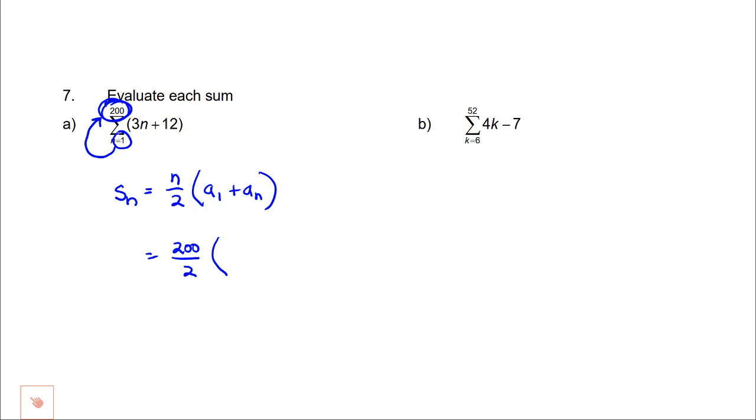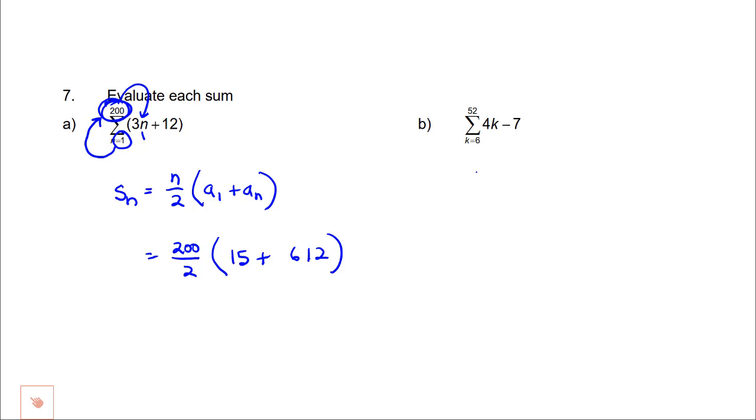We'll need that for the next idea. Who is the first term? Plug in 1. What do you get? 15. Plus, who's the last term? Plug in 200. 612. And then I'm going to assume you can do the arithmetic there.